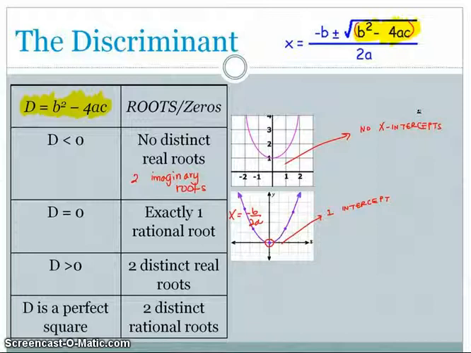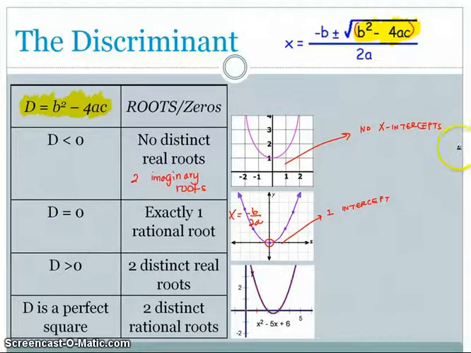Now if the discriminant is greater than 0, and I'm taking the square root of a number that's greater than 0, I'm going to have two distinct real roots. And what that means is that my graph is going to pass through the x-axis 2 times: 2 x-intercepts.